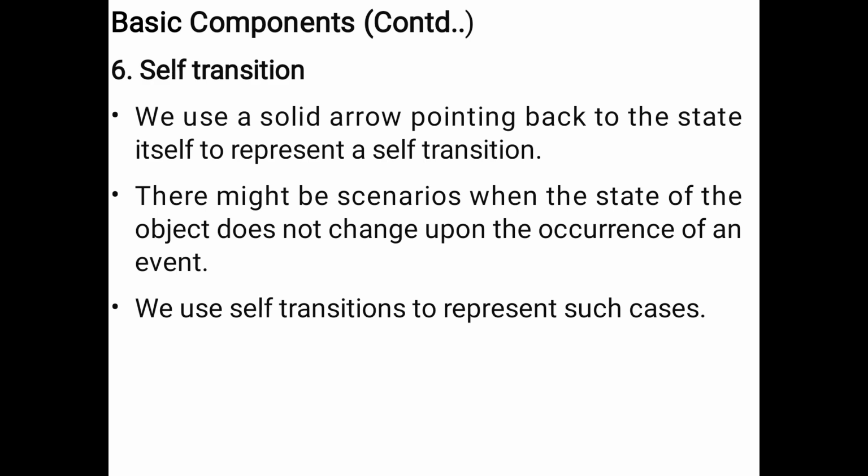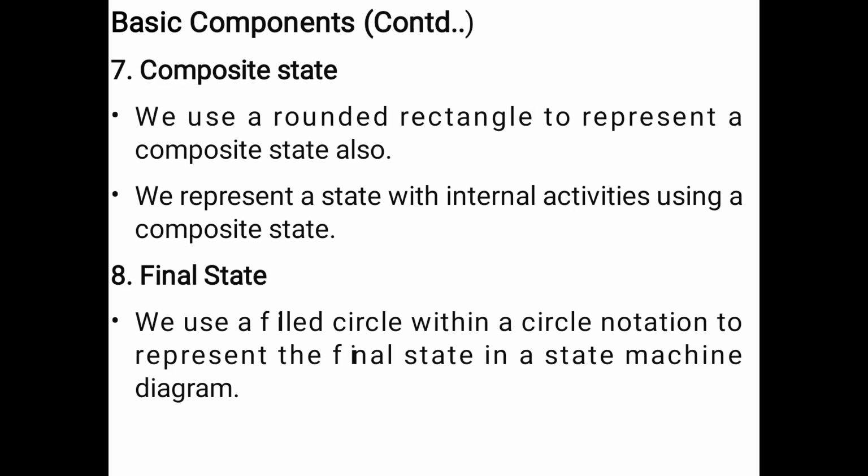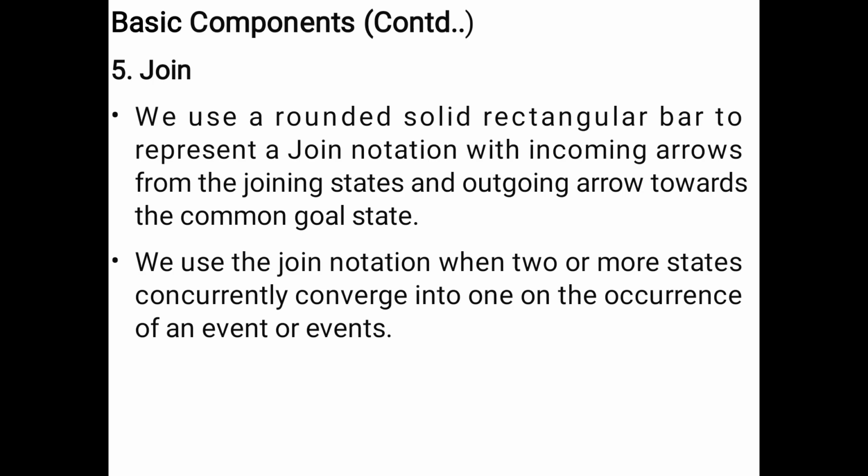Self-transition. We use a solid arrow pointing back to the state itself to represent a self-transition. There might be scenarios when the state of the object does not change upon the occurrence of an event. In such cases, we use self-transition to represent it. Composite state. This is a rounded rectangle to represent a composite state which has internal activities. Final state. We use a filled circle within a circle to represent the final state in a state machine diagram.